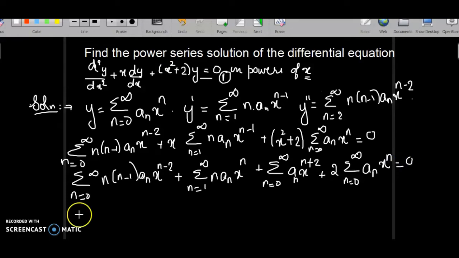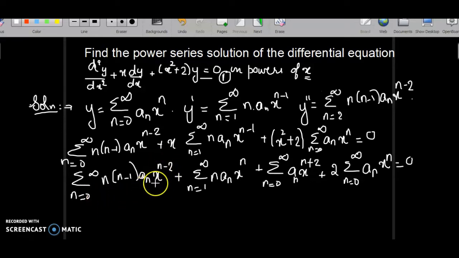Now the next step is to make all the powers of x equal. That is, we are going to make all the powers of x to xⁿ. We have xⁿ⁻² here. That should be changed to xⁿ. Here also n + 2 should become n. Here there's no need for any change. So let's see how we can do that.